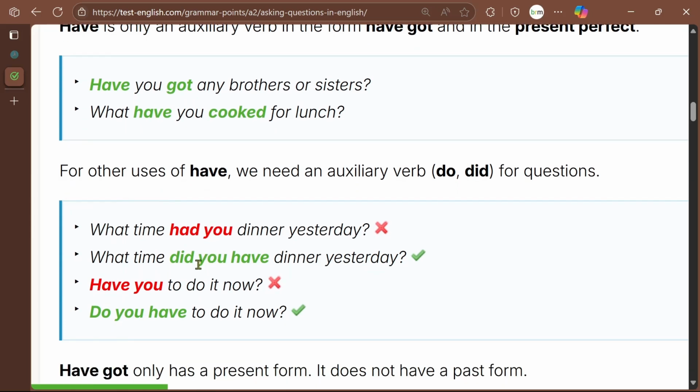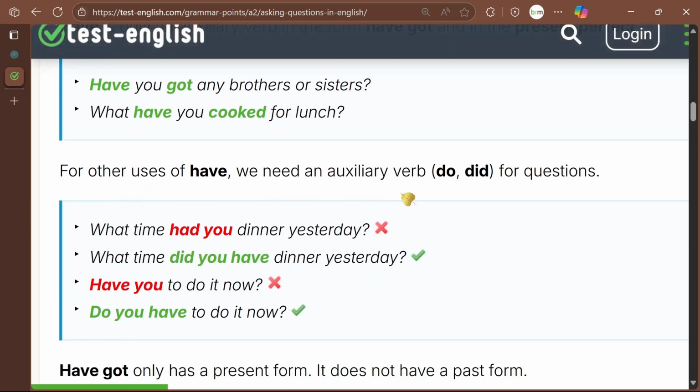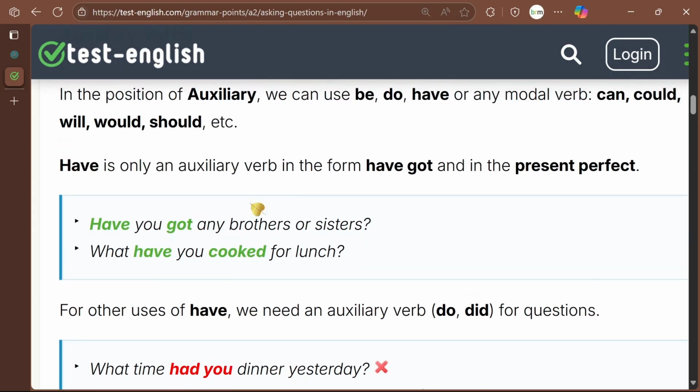For example, for other uses of have, we need an auxiliary verb. For example, have you got? Remember this? Have got? Have got has the meaning of have, present. Right? So in that case, you can use it as an auxiliary verb like this. Have you got any brothers or sisters? This means do you have? You understand? Have you got any brothers or sisters is the same as do you have any brothers or sisters. It's the same. Okay? Because you can say yes I have or yes I've got.